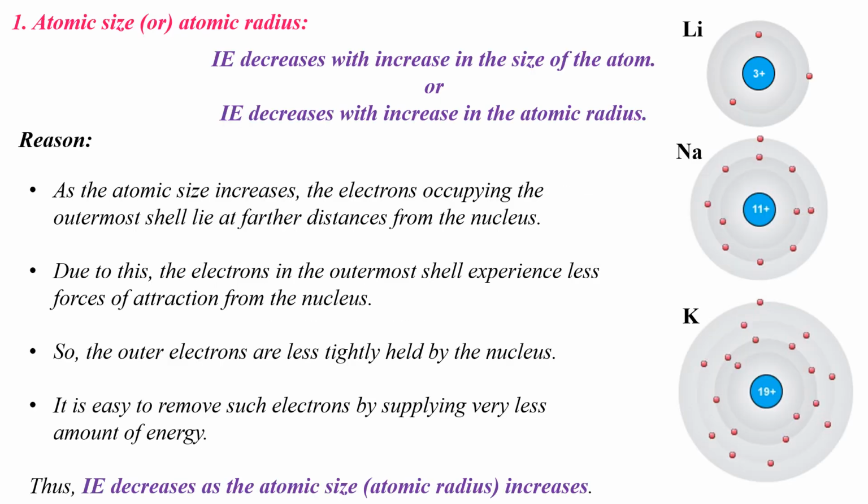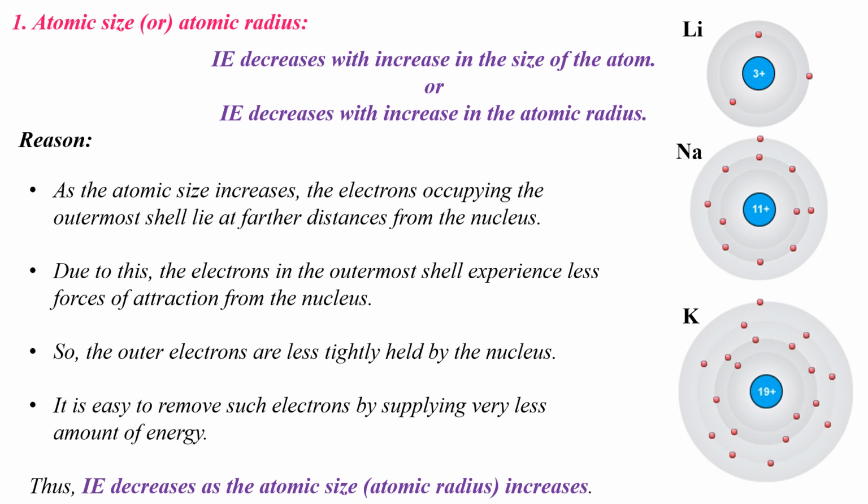The first factor which influences the ionization enthalpy of an element is its atomic size or atomic radius. Ionization enthalpy decreases with increase in the size of the atom. Look at the picture. In other words, ionization enthalpy decreases with increase in the atomic radius.